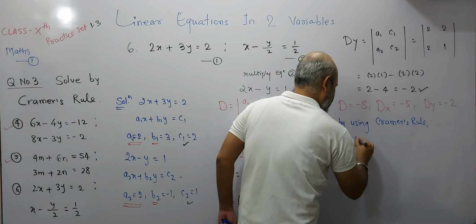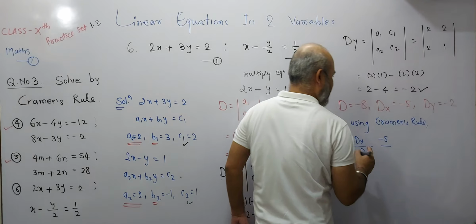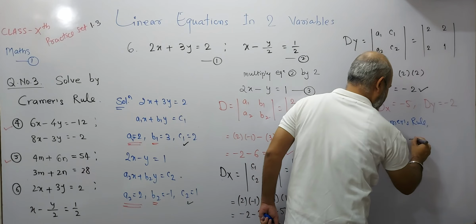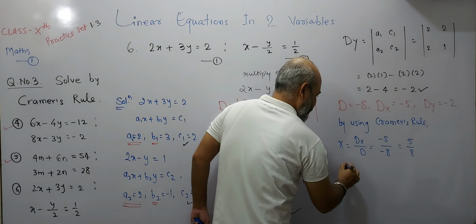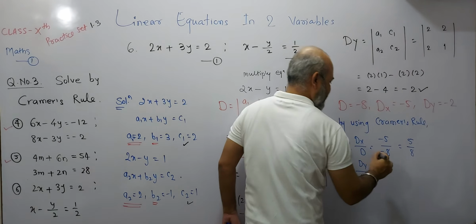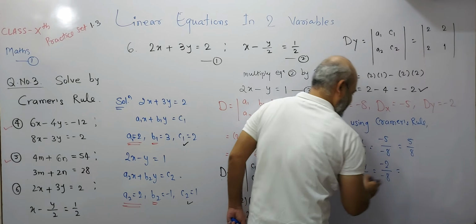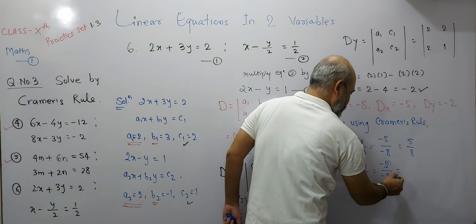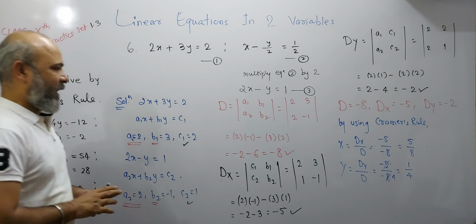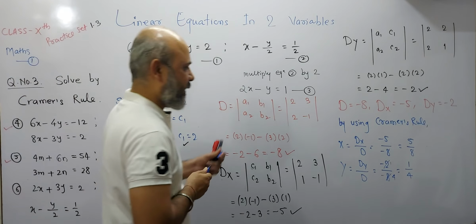What will be x? Dx upon D. And what is Dx? Dx is minus 5 divided by D is minus 8. So minus minus will cancel out. You will get 5 by 8. And y is Dy divided by D. So what is Dy? Dy is minus 2 and divided by D is minus 8. So minus minus again. This will become plus 2 1s are 2, 2 4s are 8. So this will be 1 by 4. So value of x is 5 by 8 and value of y is 1 by 4.